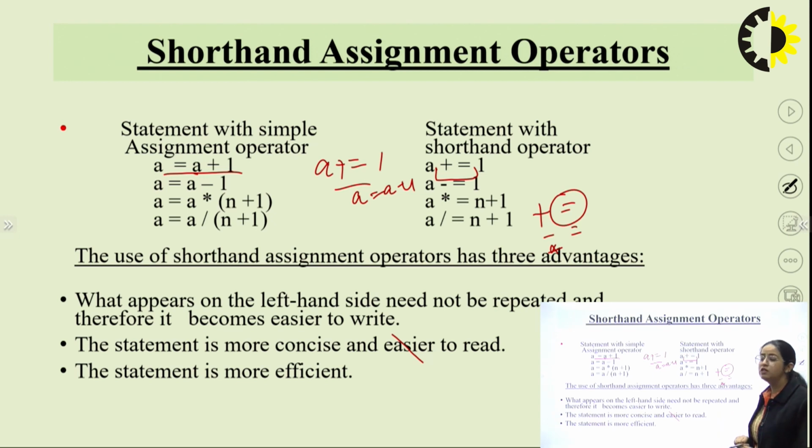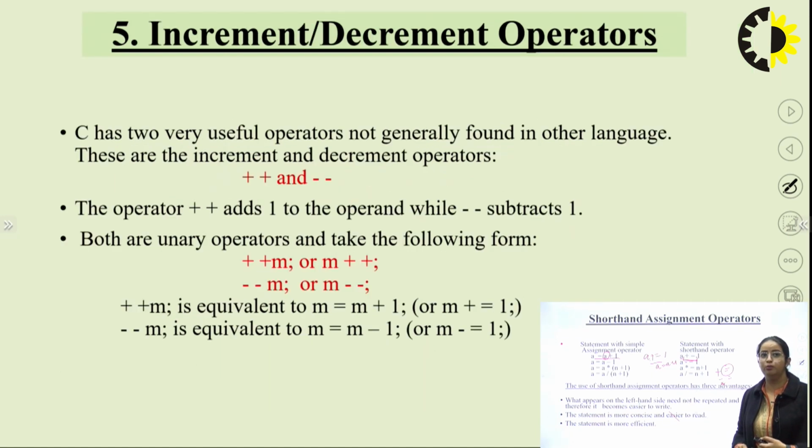So what is the advantage of these shorthand operators? We do not need to repeat the left-hand side variable; both forms are the same. What is happening here? We are not repeating A again on the right-hand side. That means our statement becomes concise and easier to read, and the statement is more efficient, because we are not using a variable again and again. With the help of a single variable, you are doing the operation. So these are what you can call our shorthand operators.